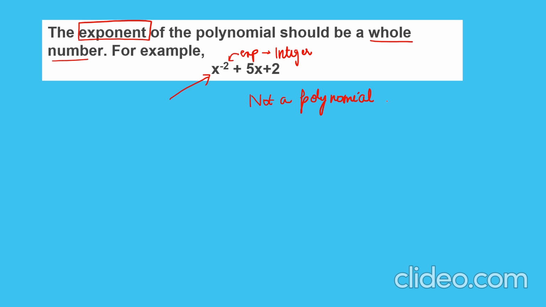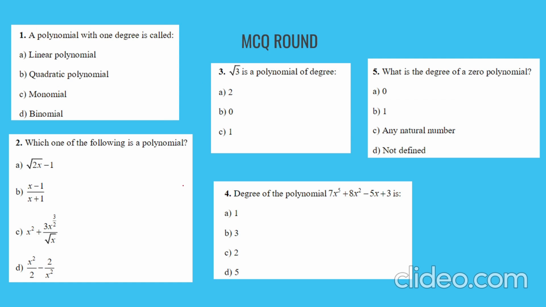Let's do some questions. A polynomial with degree 1 is called linear. Which one of the following is a polynomial? Now remember the concept. We will check the exponent and it should be a whole number. If you check part A in this, x is coming in roots. Hence it is not a polynomial. Here x is in the denominator, which means we will get a negative exponent.